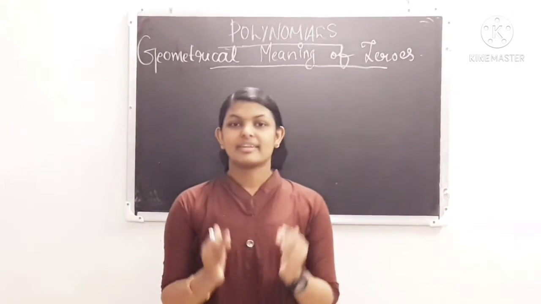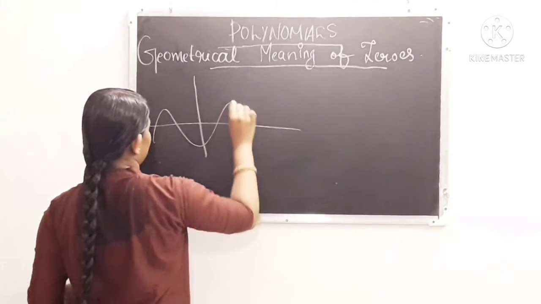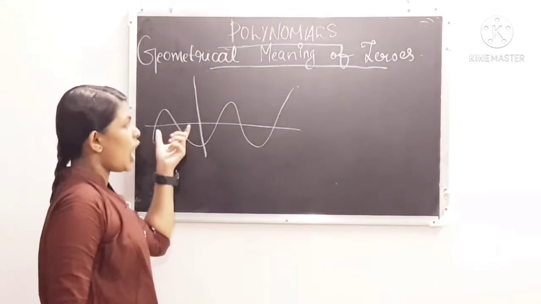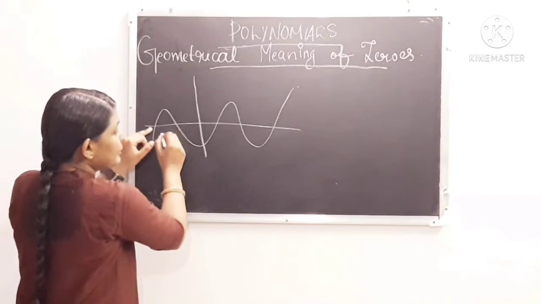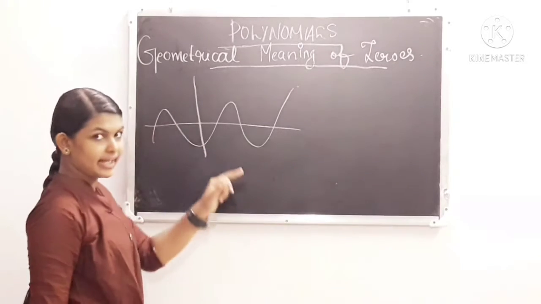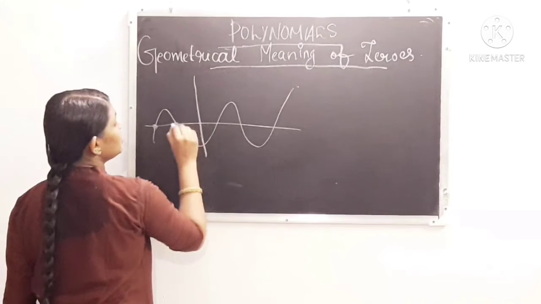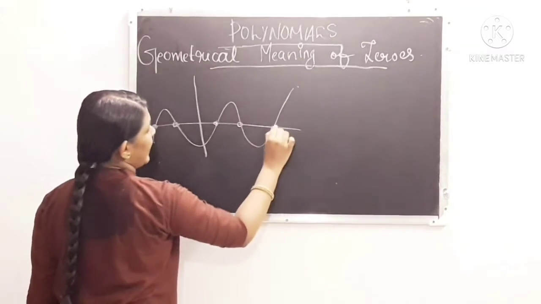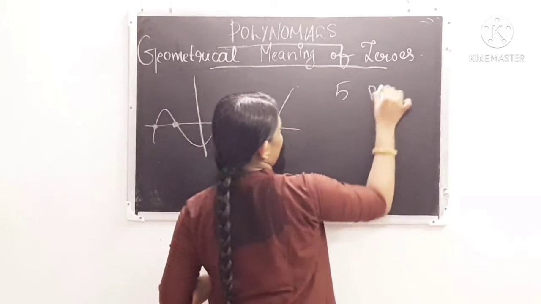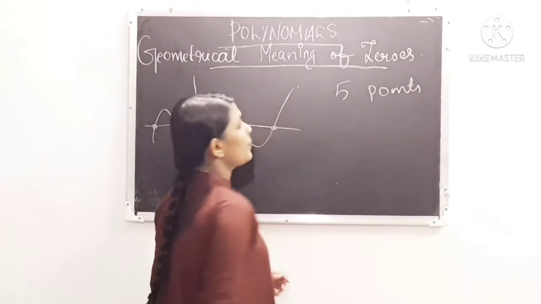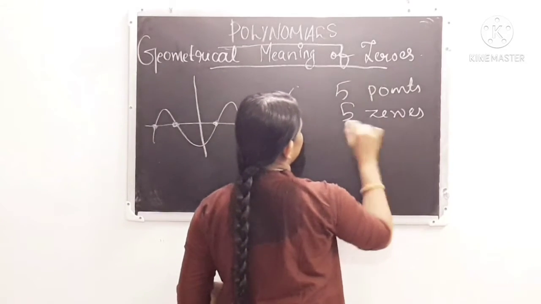Okay. If we got the graph of a polynomial like this, can you say how many zeros are possible for this polynomial? Please check the number of points where this graph intersects the x-axis. Here this graph intersects the x-axis at 1, 2, 3, 4, 5. That means it intersects the x-axis at 5 distinct points, which means that for this polynomial, 5 zeros are possible. Okay.